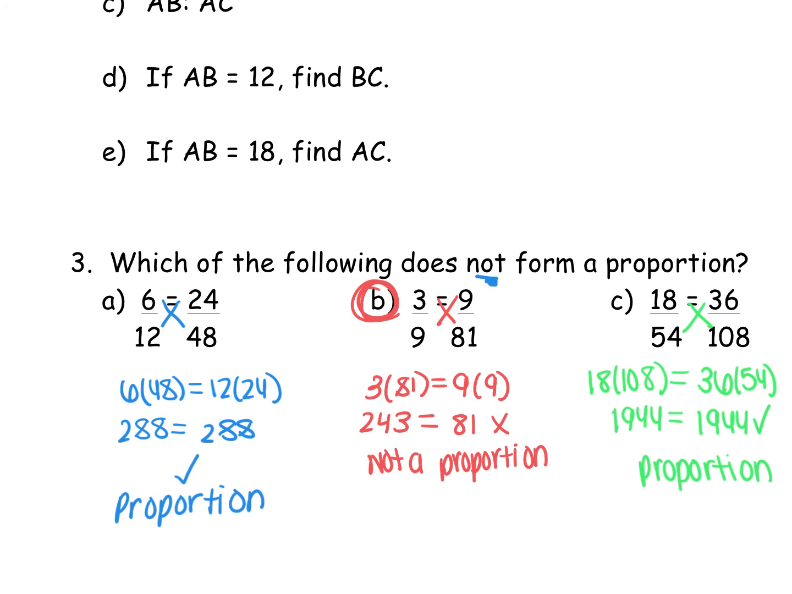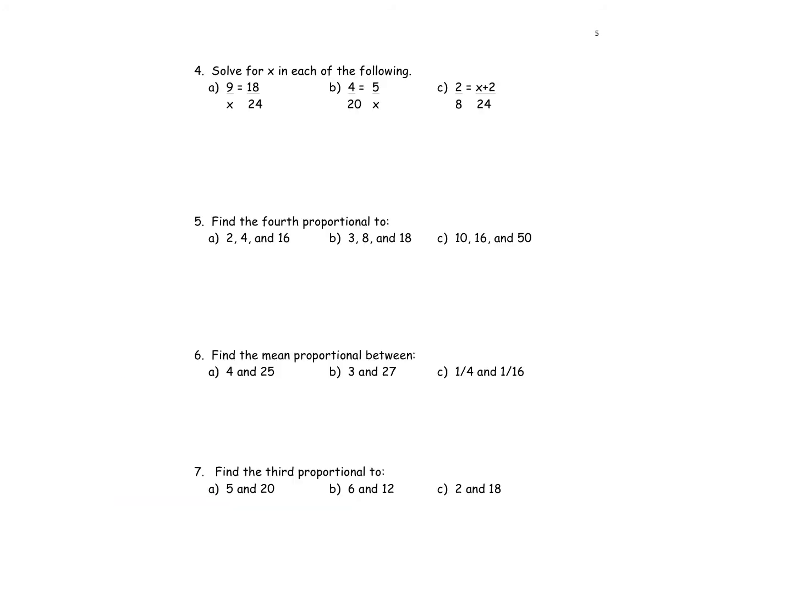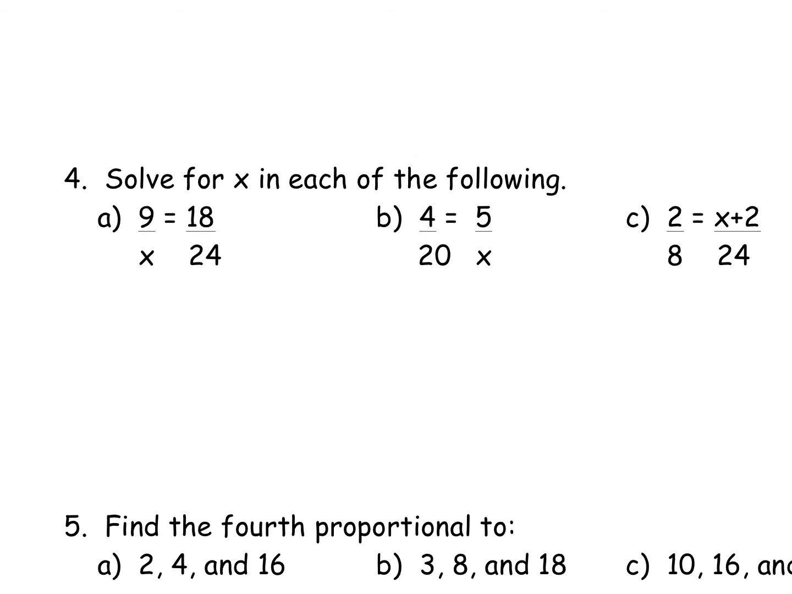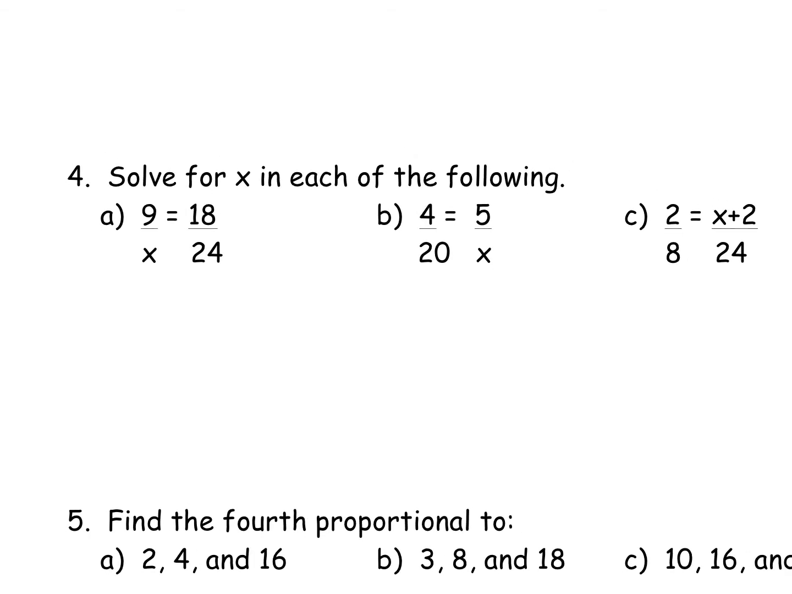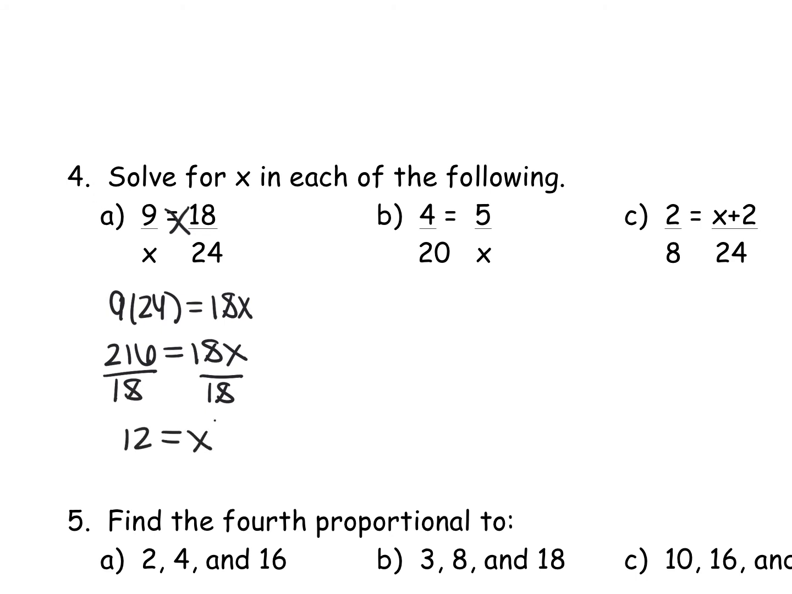The next thing I'm going to do is go to the next page, to number 4. Up at the top, solve for x in each of these. Remember, for a proportion, all you have to do is cross multiply. So 9 times 24 and 18 times x. 9 times 24 is 216 equals 18x. If we divide each side by 18, x is equal to 12.